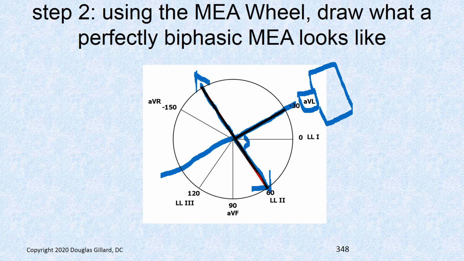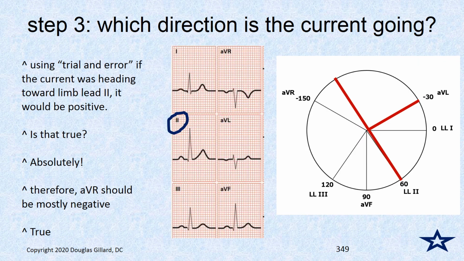Could look at AVR, but it's not really heading very close to AVR. Who's it heading right at? Limb lead 2. So if limb lead 2 looks like this, which way is the current flowing? It's flowing this way. If it looks like this, which way is the current flowing? It's flowing away from it. So let's look and see. You tell me. Which way is the current flowing?